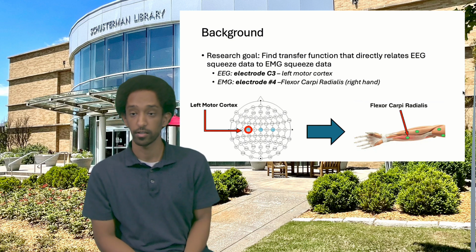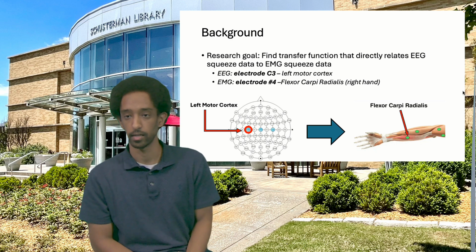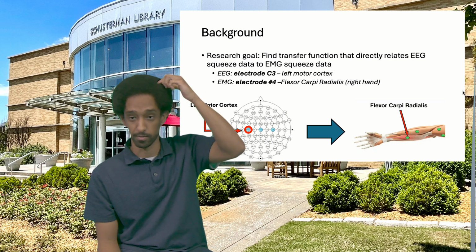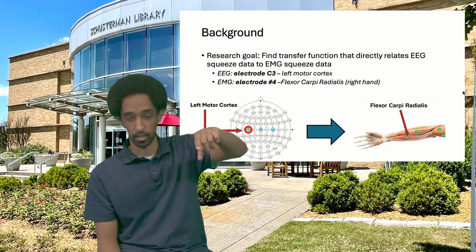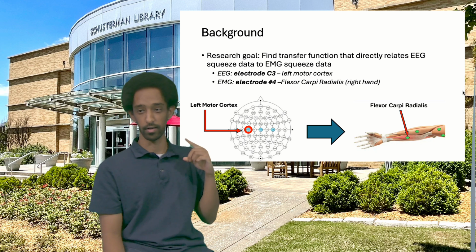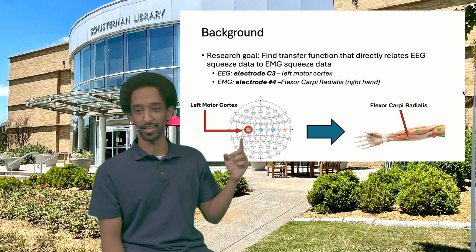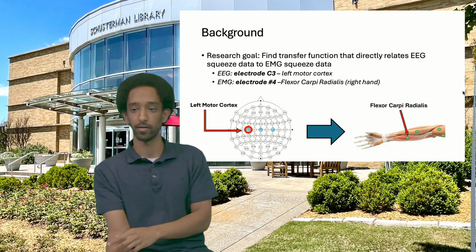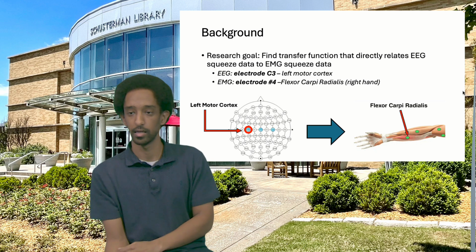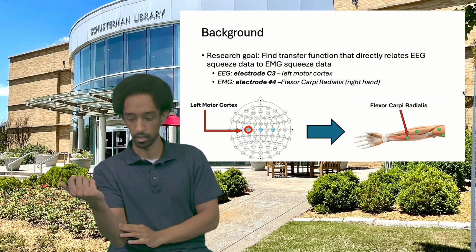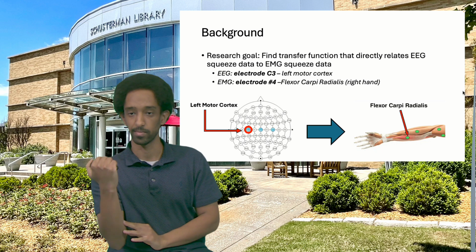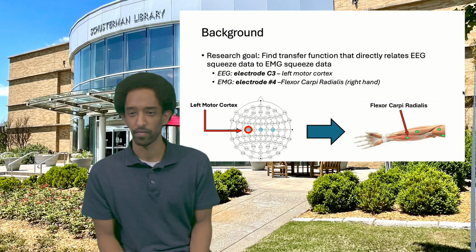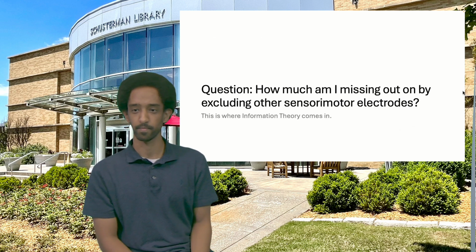So to simplify my research problem, I decided to narrow down this investigation into relating a waveform at a specific point, specifically the left motor cortex, electrode C3, to the waveform at your flexor carpi radialis. That's the muscle that's heavily involved when you squeeze something. And so that's something I did to kind of simplify my experiment.